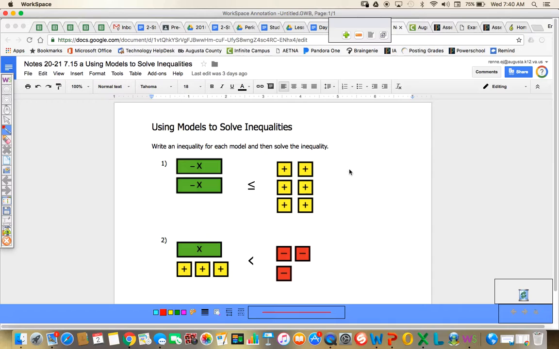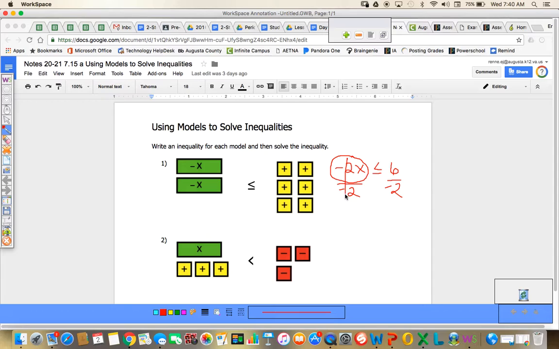So, number one, I see two negative x's, so I'm going to write negative 2x is less than or equal to 6. Now, we always circle our variables, so circle negative 2x. The opposite of multiplication is division, so I'm going to divide both sides by negative 2.